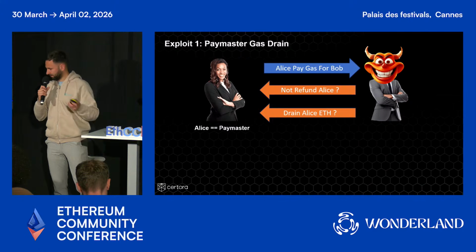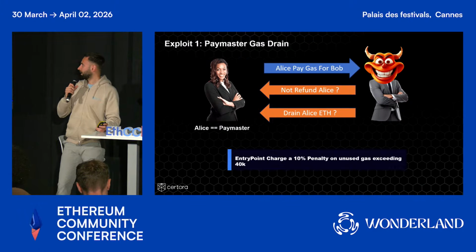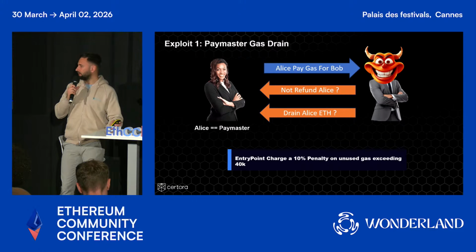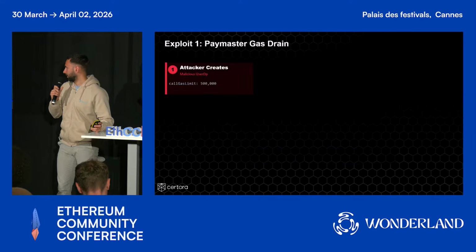Then one thing to know about the 4337 architecture is that the entry point will charge a 10% penalty on the unused gas exceeding 40K. And this penalty is deducted either from the user or the paymaster. So let's see a paymaster gas drain exploit. This is a simple griefing attack.